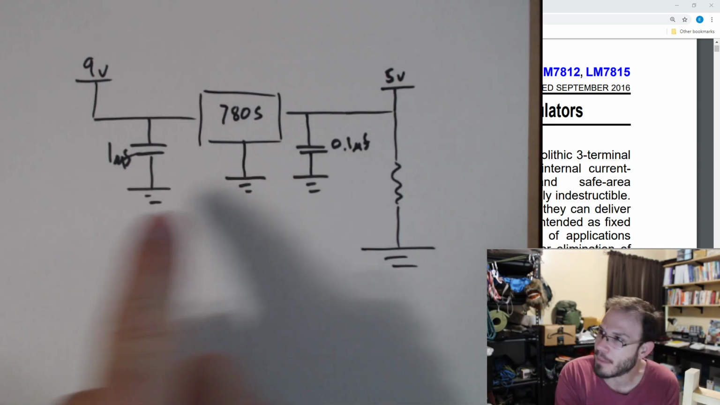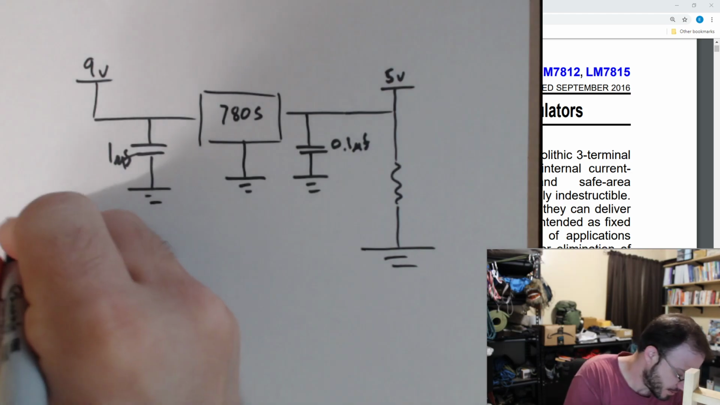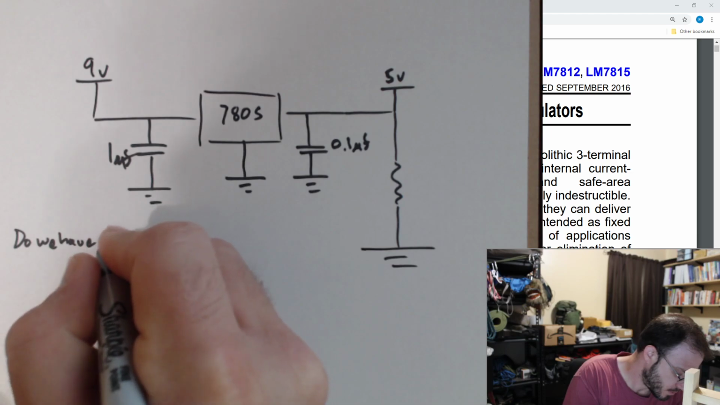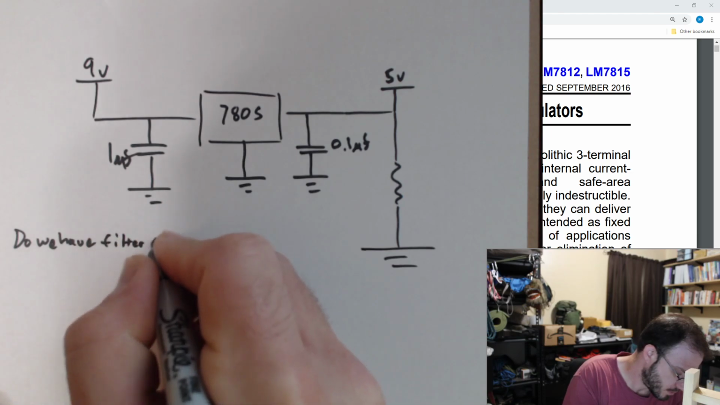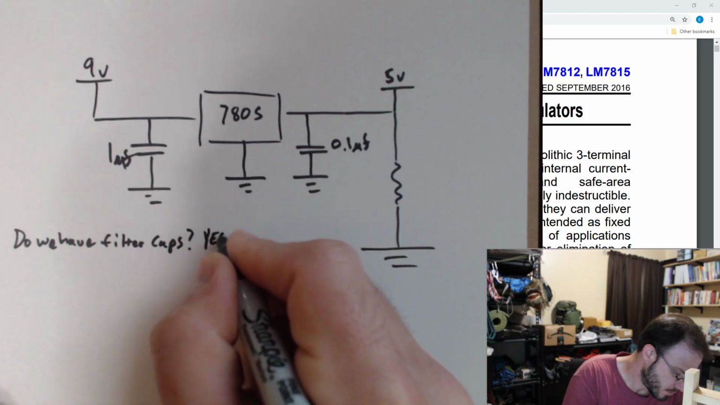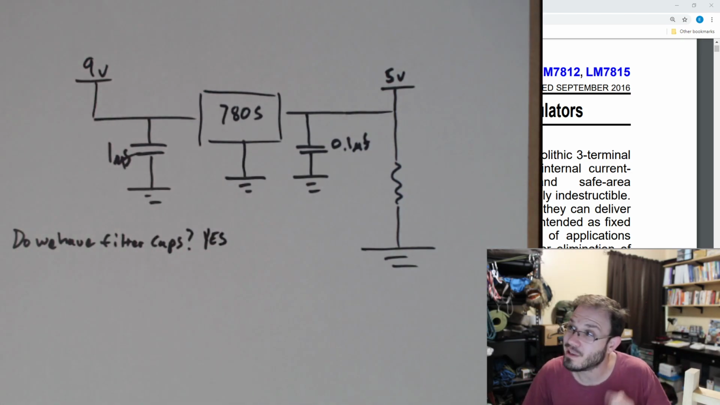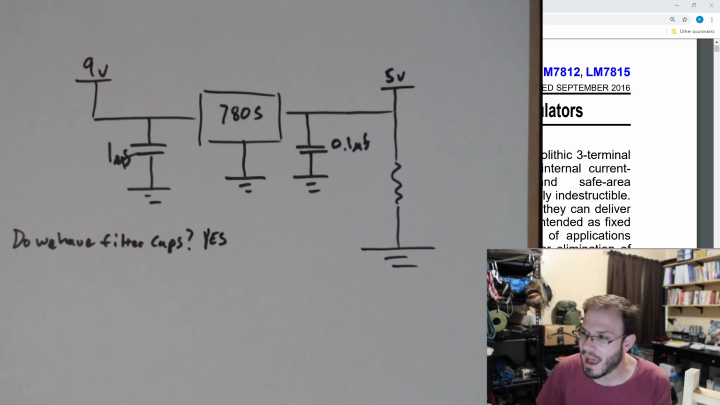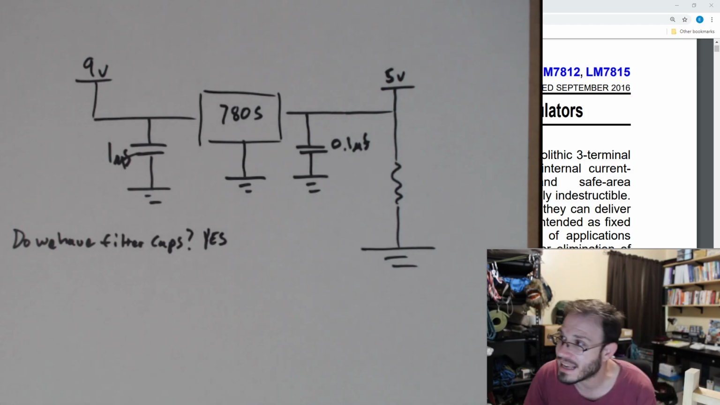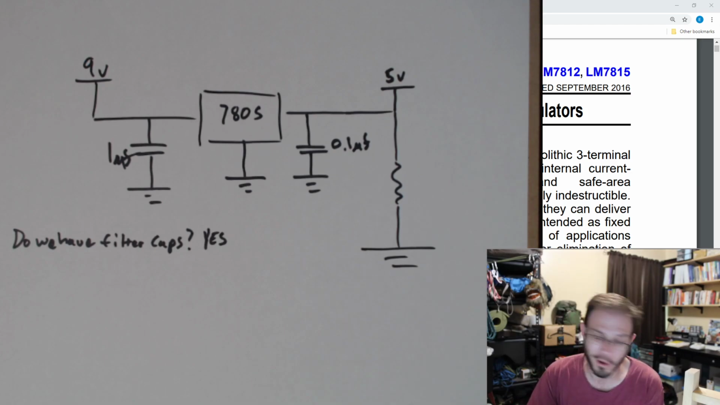Do we have filter caps? Yes. Okay, that's the first thing we need. What's the second thing? The dropout voltage. This is probably the most important part, and this is where most people mess up when they're using one of these 7805s. And in fact, if your 7805 is not working, more than likely this is the culprit.